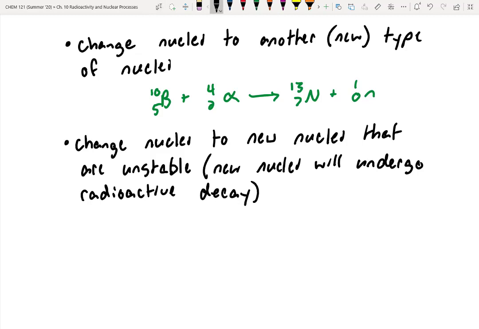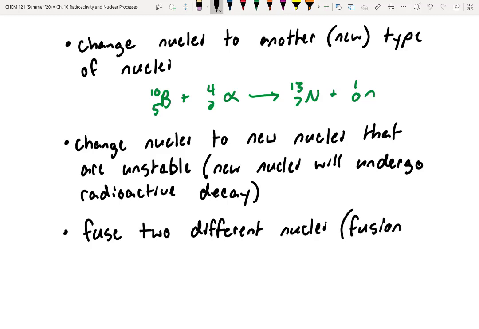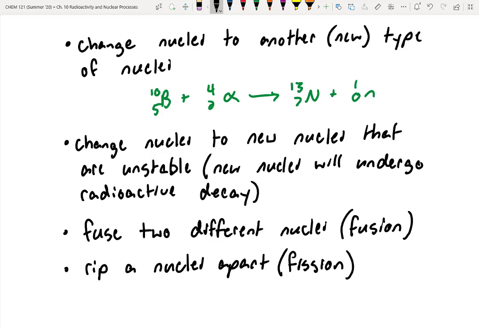There's two more that we'll talk about a little bit more later. The first one is you could slam two nuclei together. You could fuse two different nuclei. This process is called fusion. It's easy enough to remember: if you're fusing two things, it's fusion. However, there's also the opposite of this. You can rip a nuclei apart, and when this happens, this is called fission. A classic example of this is in nuclear reactors and atom bombs, right? And again, we'll talk more about that in our last video.